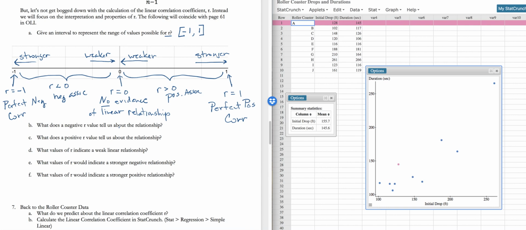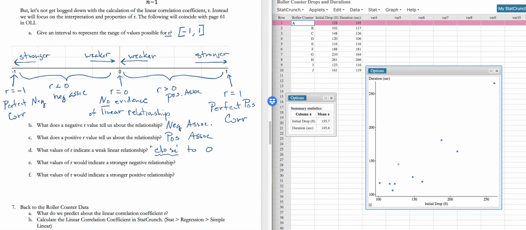What does a negative R value tell us about the relationship? Well, that's saying that we have a negative association, a negative correlation. Correlation and association mean the same thing. A positive R value tells us that we have positive association. What R value indicates a weak relationship? That would be close to 0. Although, what is close? It is still subjective.